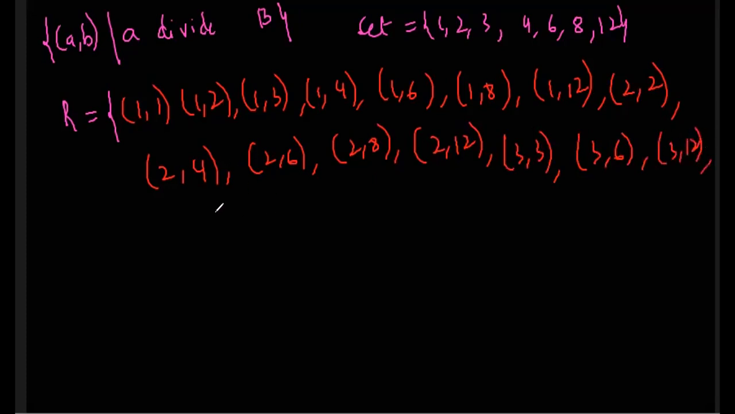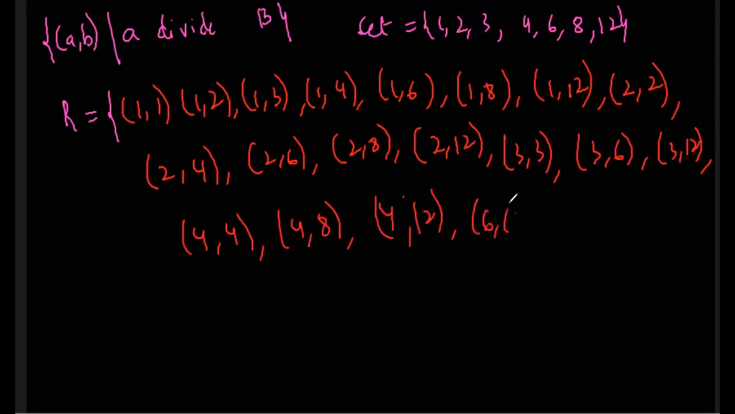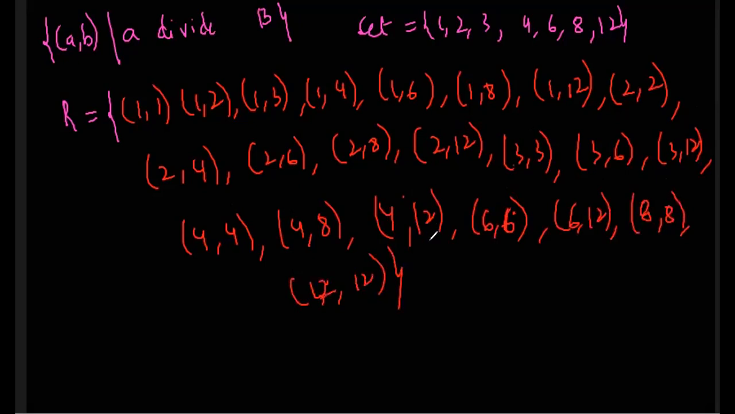Similarly, after that, we will have 4. 4 won't divide 6, but it will divide itself. It will divide 8 and it will also divide 12. Then 6, itself and 12, and then finally 8, 8 and 12, 12. This is their entire relation.